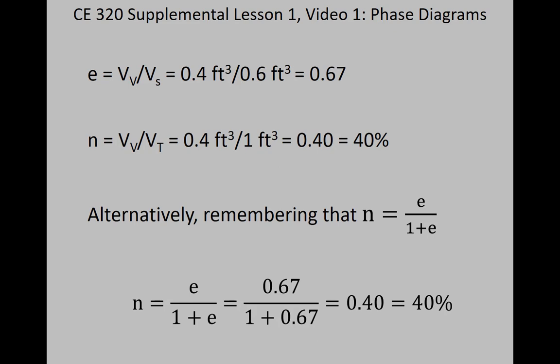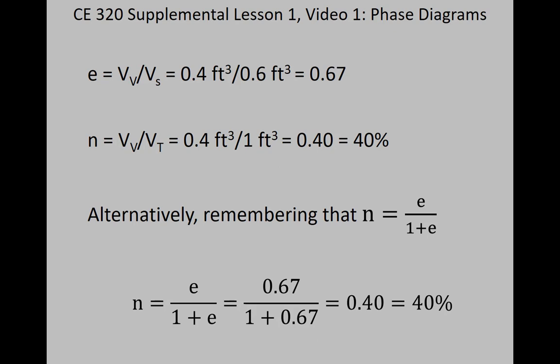We can calculate our void ratio, which is defined as the volume of voids over the volume of solids, or 0.67. Similarly, we can calculate porosity, which is the volume of voids over the total volume. This comes out to be 0.4 or 40%.